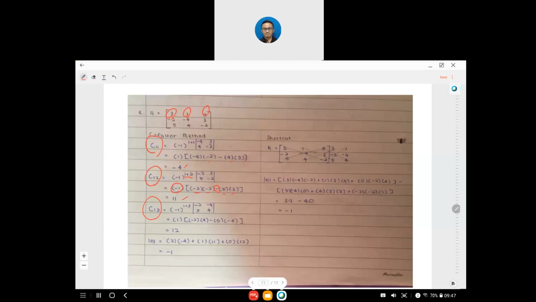Cofactor 1, 3, negative 1 the power of 4. Since the power of even number, so you can get positive 1. Also same thing, negative 2 times by 4, darab silang macam tu, minus 4 times by negative 4. So this one, negative 2 times by 4, negative 8. Okay, and then minus negative 20. Okay, negative 8 minus negative 20 is negative 8 plus 20. Negative 8 plus 20 equal to 11.